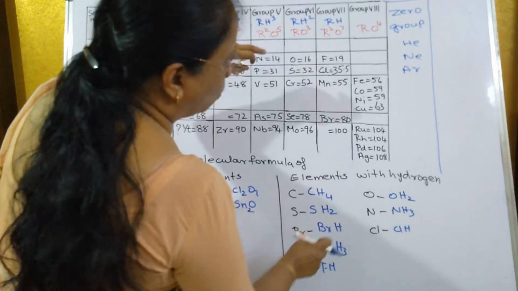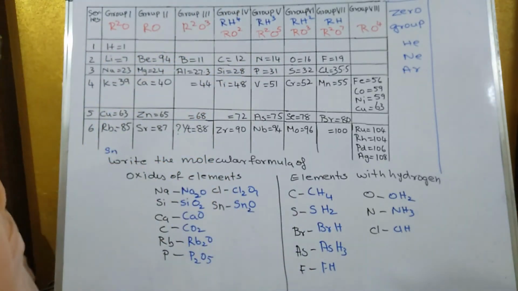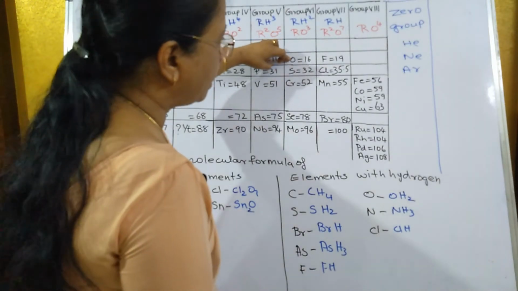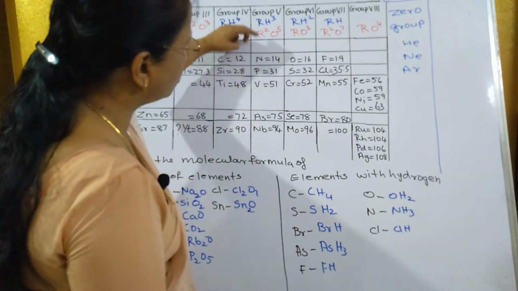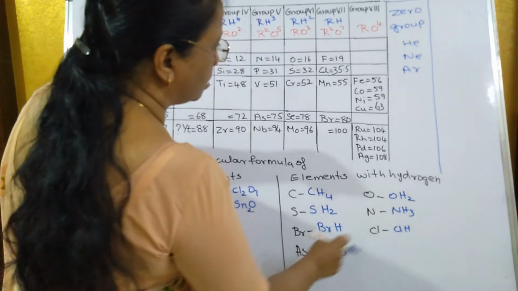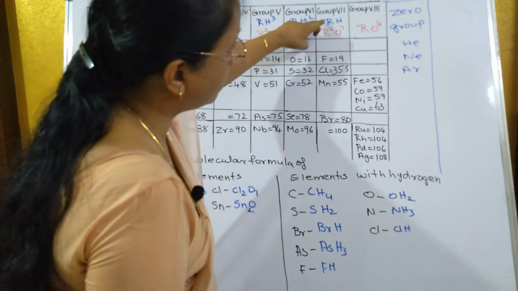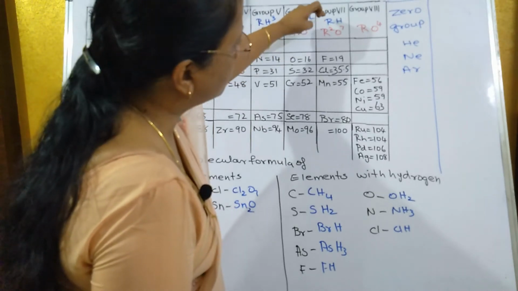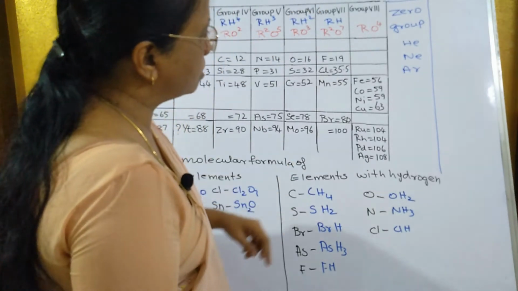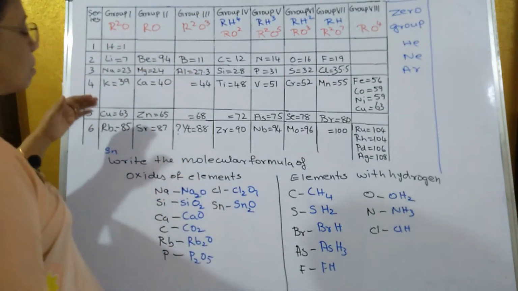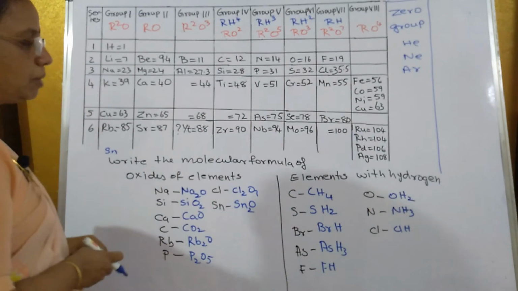And O is OH2. This one, OH2. And N is over here, so NH3. Cl is over here, so ClH. So hydrogen is this one, this is of oxygen. This way you have to write the molecular formula according to Mendeleev's periodic table.